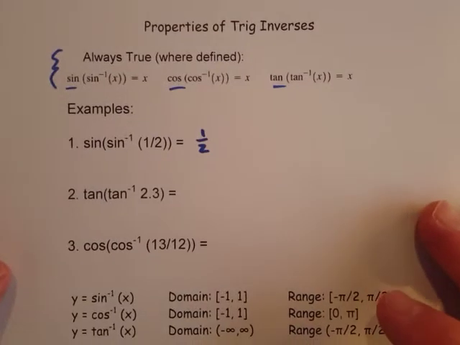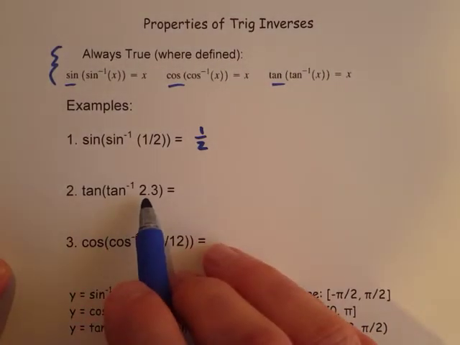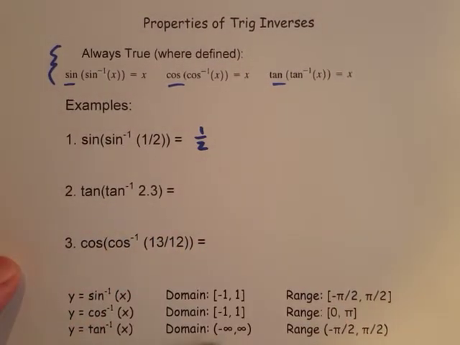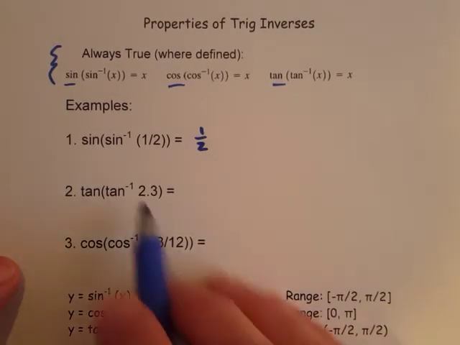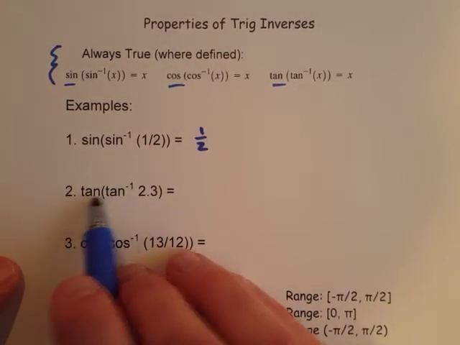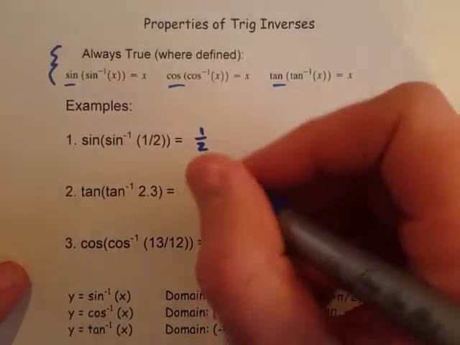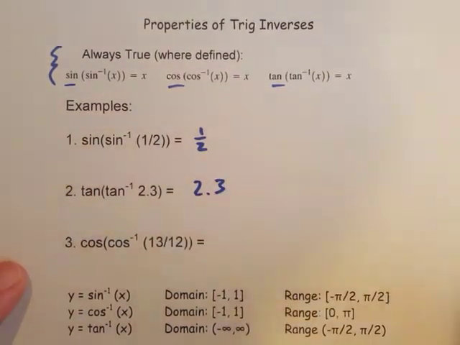Tangent and tangent inverse. We have tangent inverse of 2.3. Well, the tangent inverse domain is everything, so that definitely works. If that's the case, tangent and tangent inverse undo each other, and we just get 2.3.